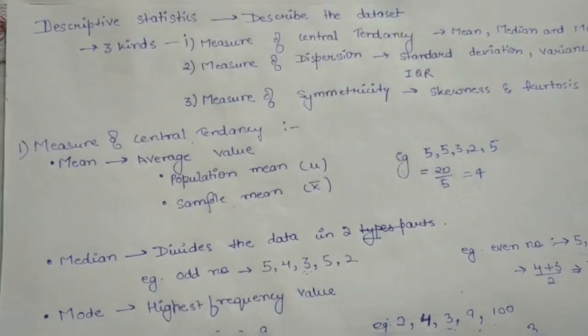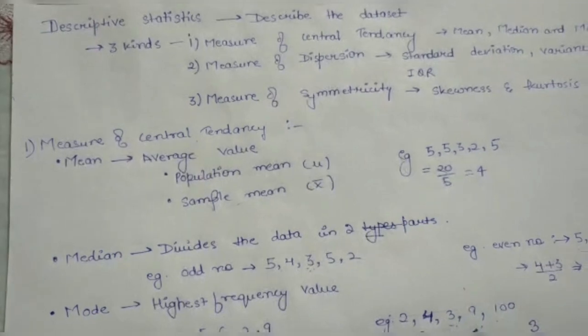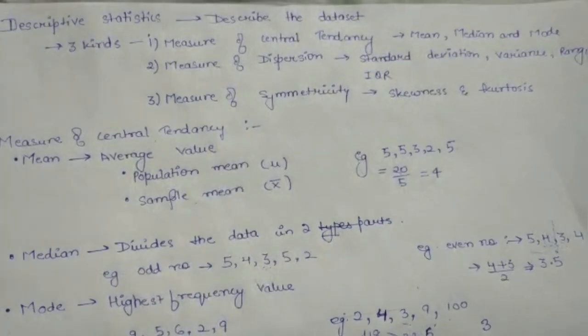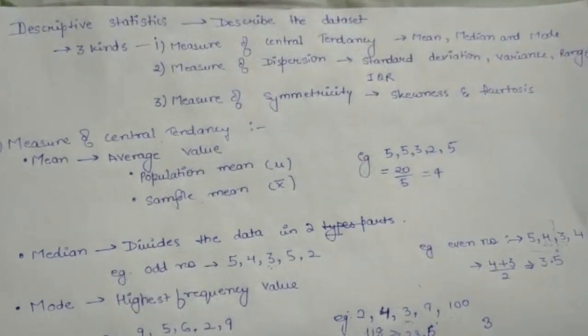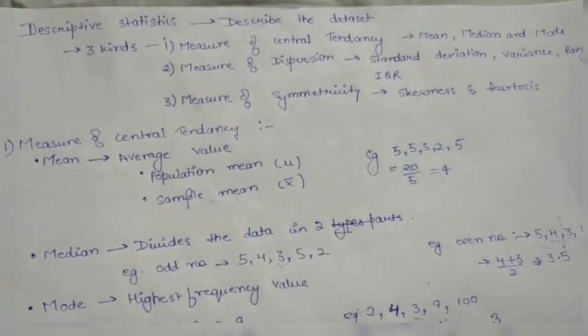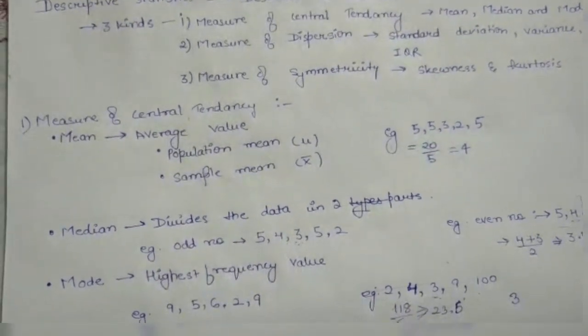Hello student, today we will study descriptive statistics and its three kinds. Descriptive statistics is a statistics which helps us to describe or summarize the data, that how our data looks like. Descriptive statistics is our past data. So whatever data we have collected is known as descriptive statistics.